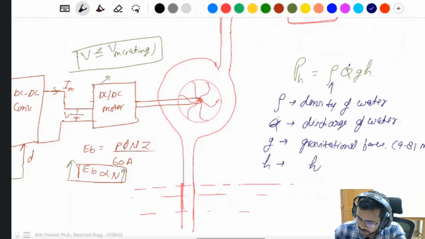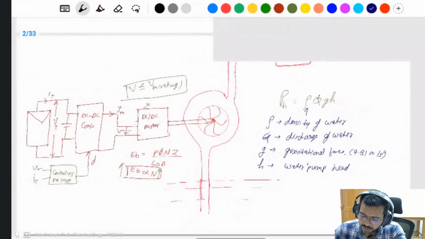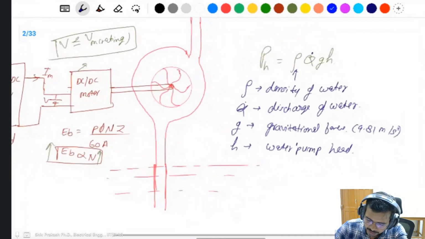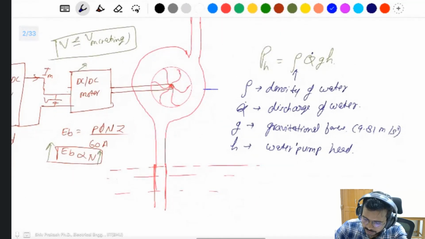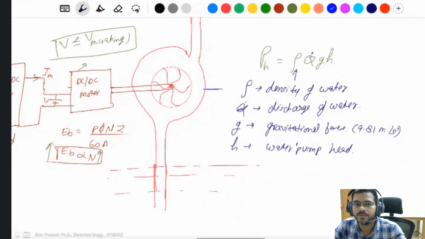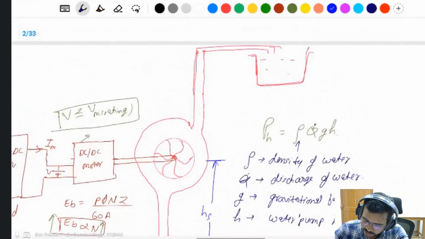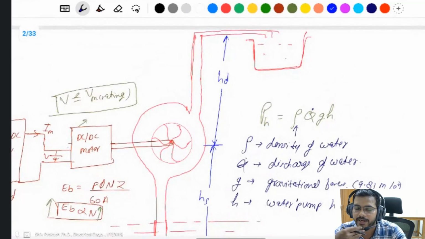And this is the head, the water pump head. You can measure the head from here, taking the middle of this one. This is the suction head, you can say this is Hs, and this is the overhead, the discharge head. This is the discharge head, from the motor to the tank, the height of the motor to the tank.